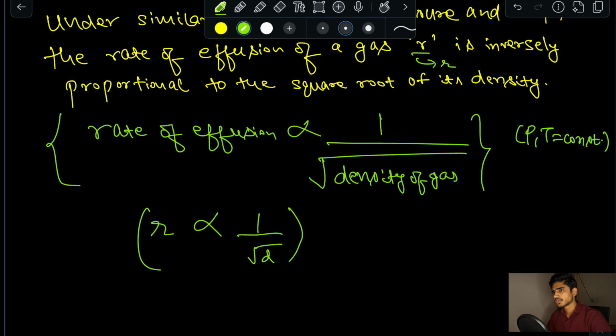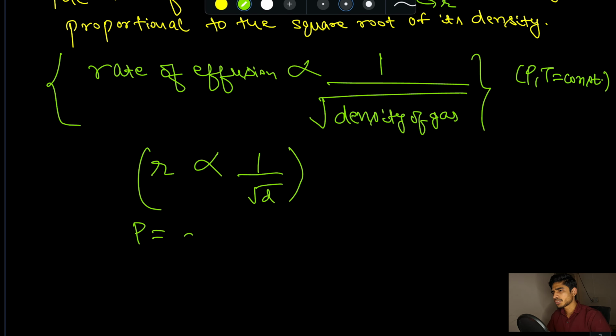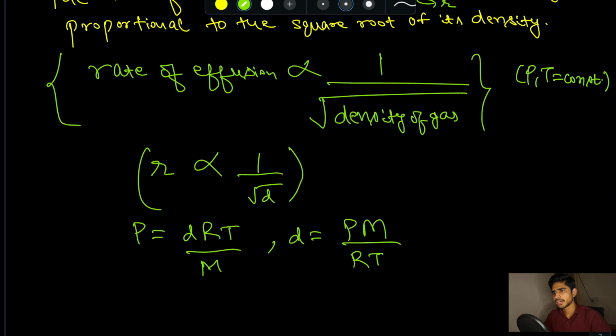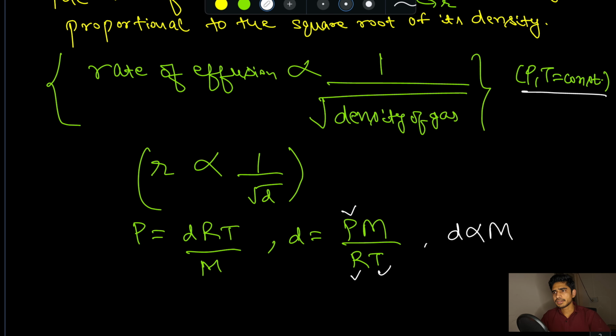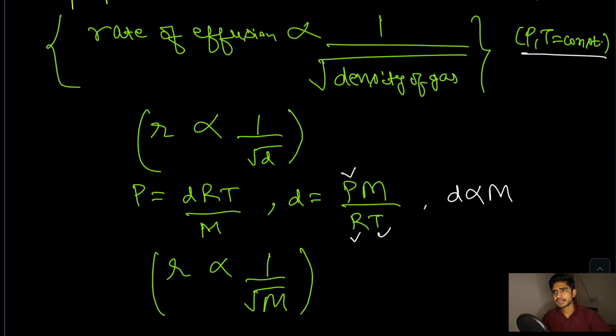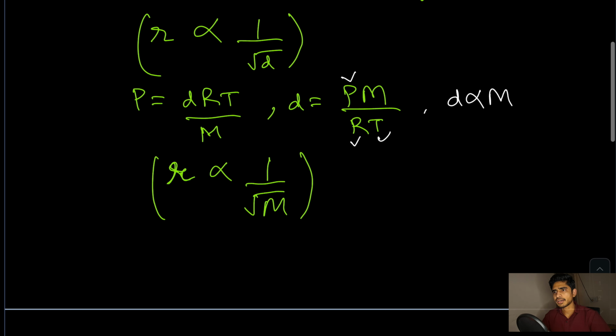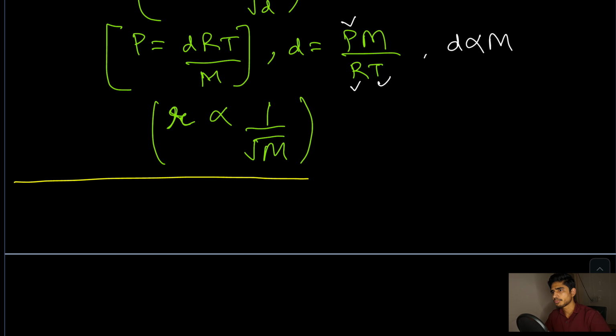So we can use R to represent rate of effusion and D for density of gas. We know that pressure is dRT by M, where M is molar mass, right? How we got this equation, I will explain in a moment. So we can write that R is inversely proportional to square root of molar mass.